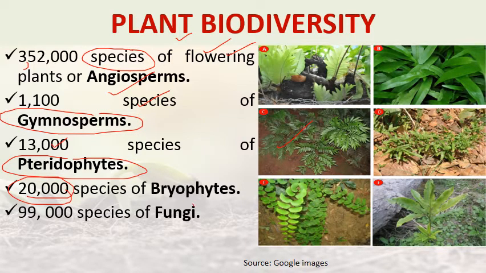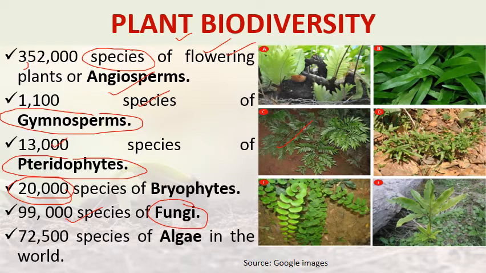Next are fungi. It is also a very diverse group of organisms. It includes 99,000 species worldwide. Next are algae. It includes 72,500 species in the world. So this is the brief information regarding plant biodiversity, and there are various latest discoveries which lead to an increase in the number of species in various groups of these plants.